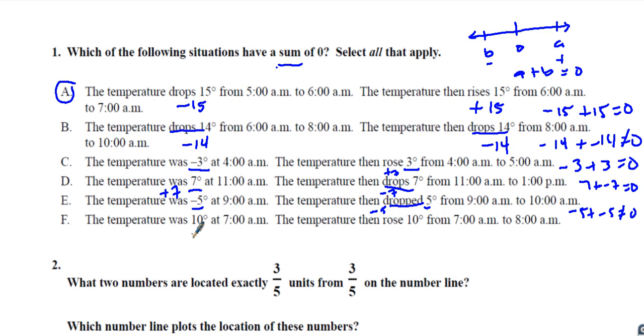The temperature was 10 degrees. Then it rose 10 degrees. So if it was already 10 degrees positive, then it rose 10 more degrees. That's 10 plus 10, which again is not 0. So altogether, we had that one worked, this one worked, and the A also worked.